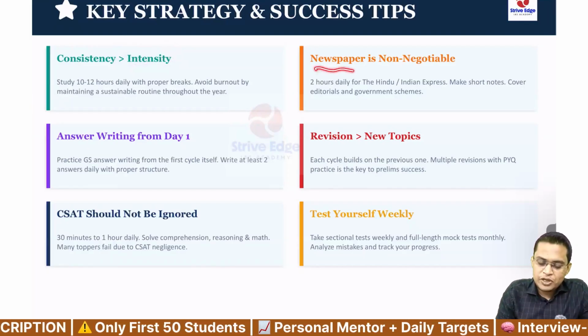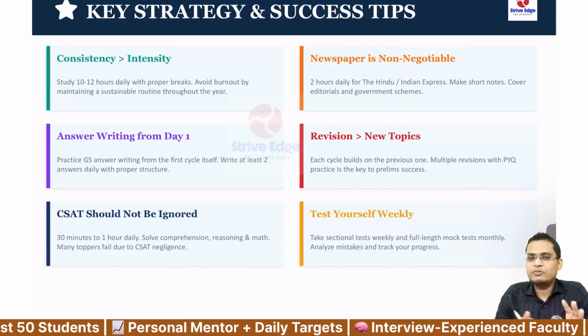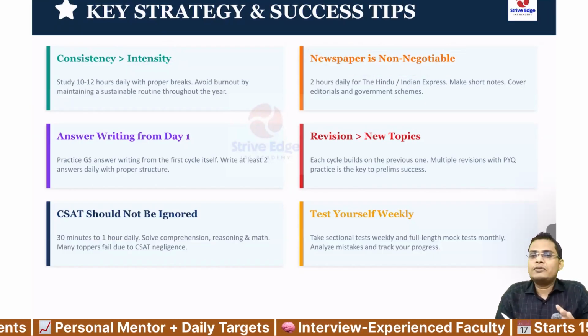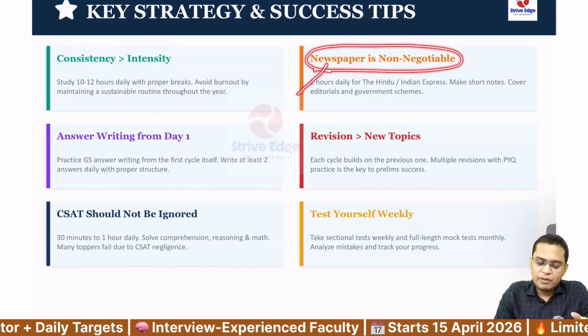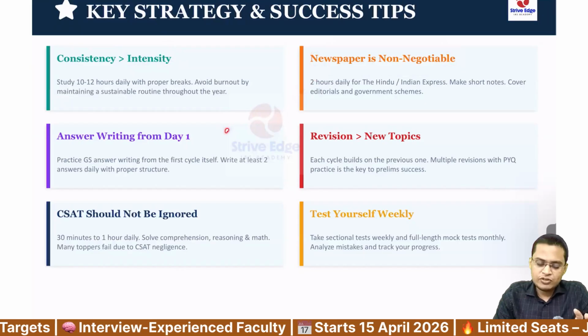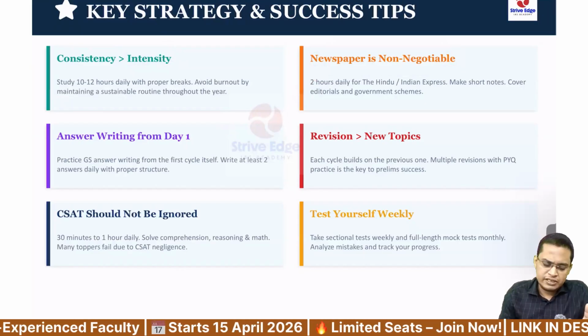So the next one is: newspaper is non-negotiable. In all my attempts, I was able to clear the prelims because I followed the newspaper very thoroughly. To help you and reduce the time taken, we are providing this infographics edition, the highlighted version. It is already available in our application. It can be covered in just 30 to 45 minutes. So you can check that.